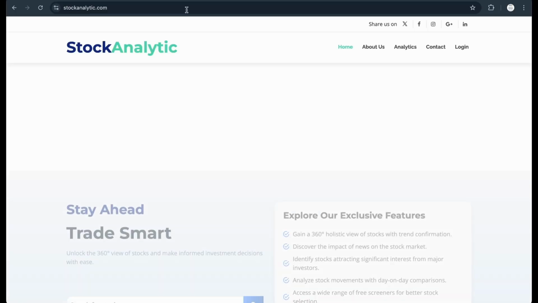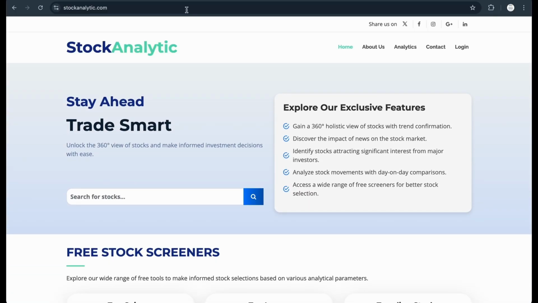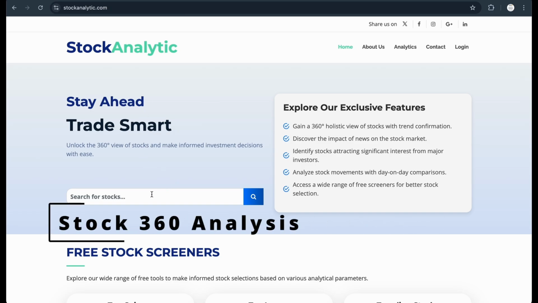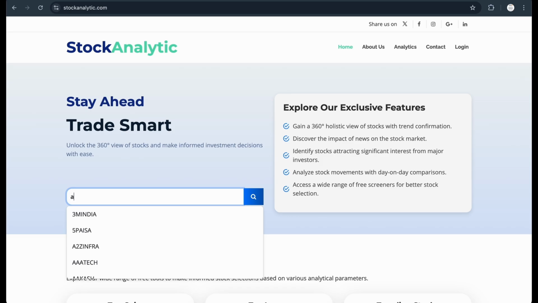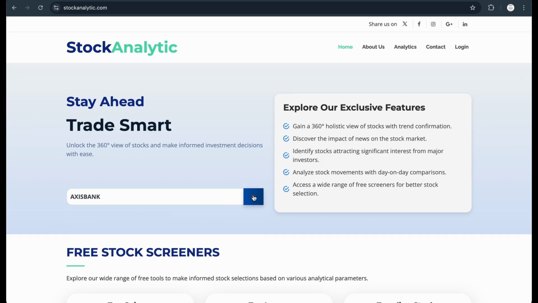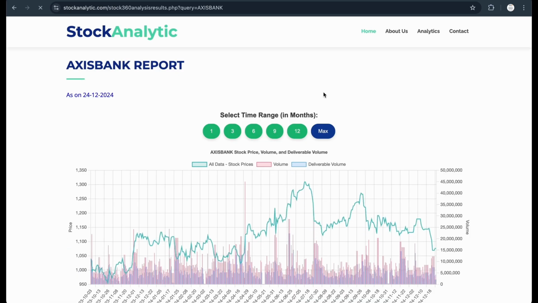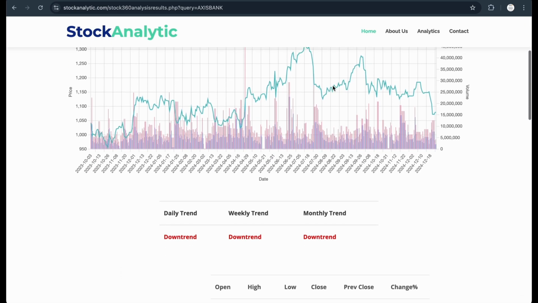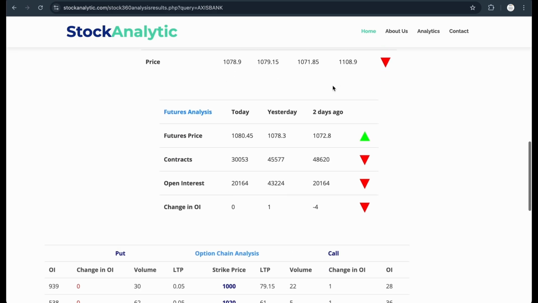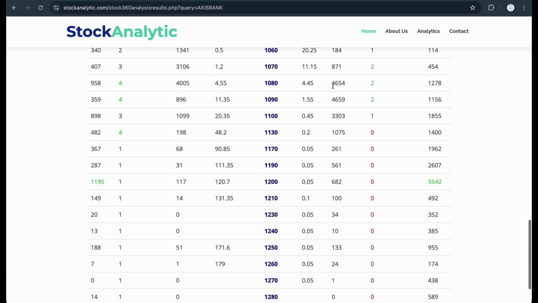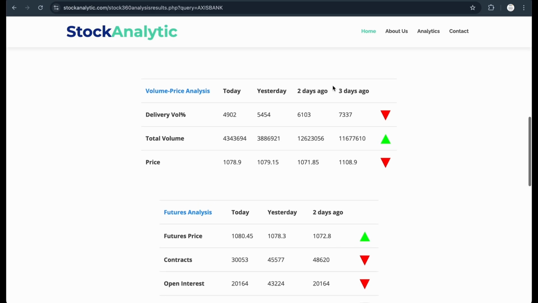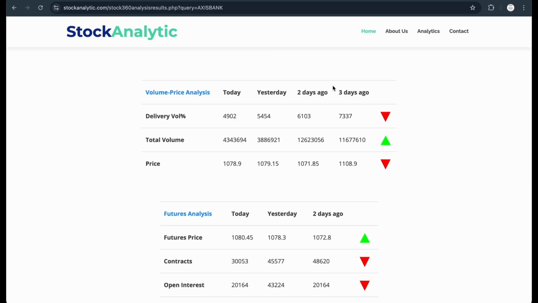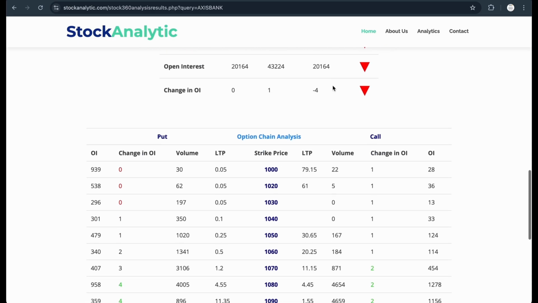So let's talk about what makes StockAnalytic.com stand out. For that, let's take this conversation over to the screen. When you land on the homepage, you will notice the jewel of the platform, that is Stock 360 analysis. Imagine being able to look at a stock and instantly get insights across all major fronts: cash market performance, future analysis, option chain breakdowns, and so much more, all in one place. No more switching between the tabs to get all this information. This feature alone can save you hours while giving you a comprehensive understanding of a stock's behavior.